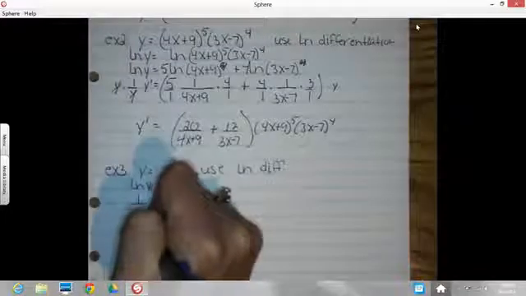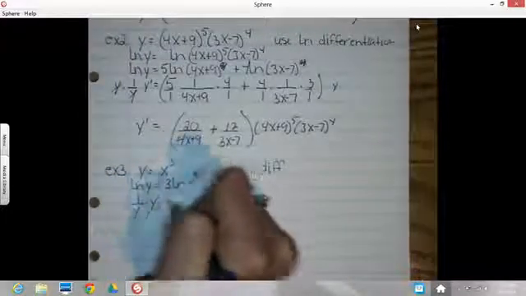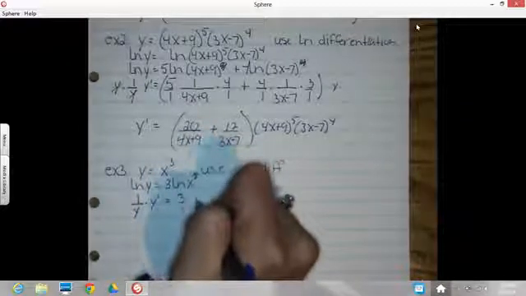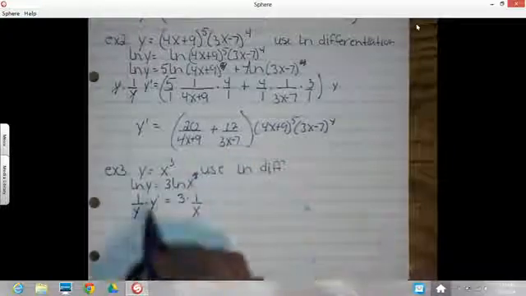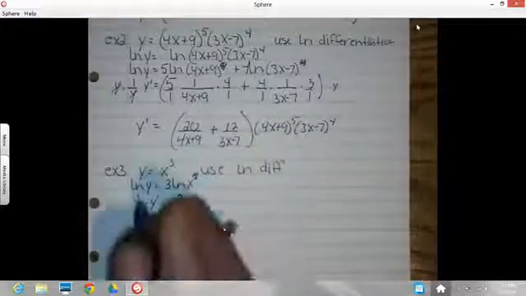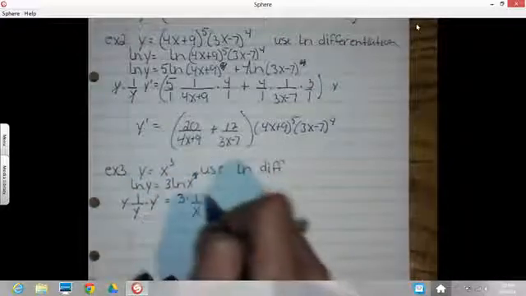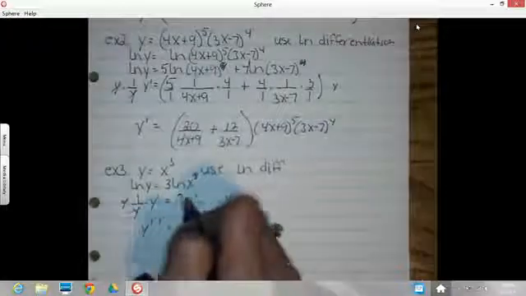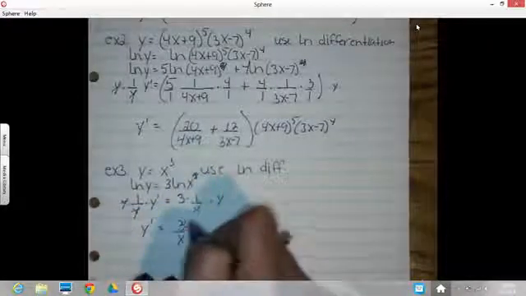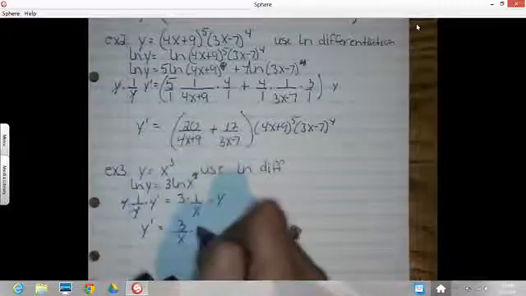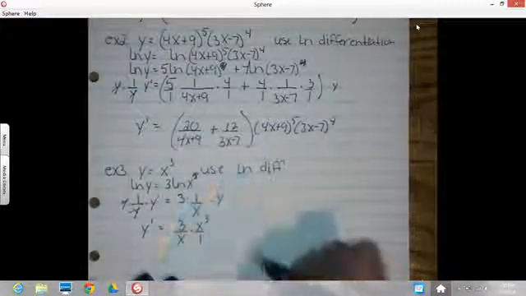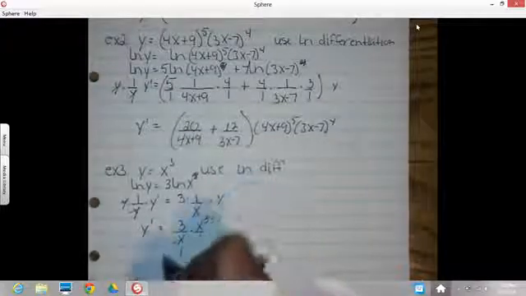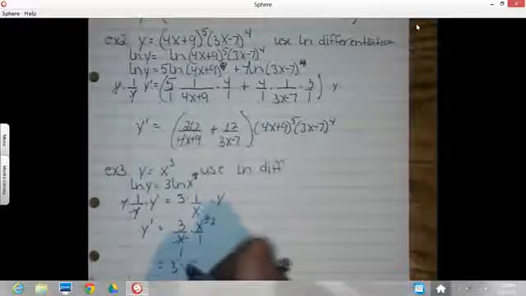1 over y times y prime equals 3 times the derivative here, which is 1 over x. We're going to multiply by y on both sides to get rid of this. Cancel, so y prime equals 3 over x times the y. The y was x cubed. And if we simplify, I can cancel 1 x, and I get 3x squared.